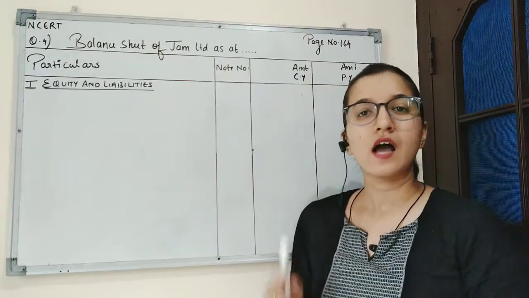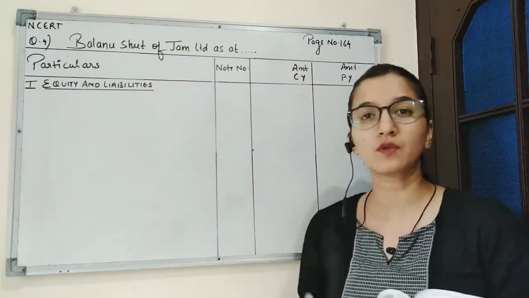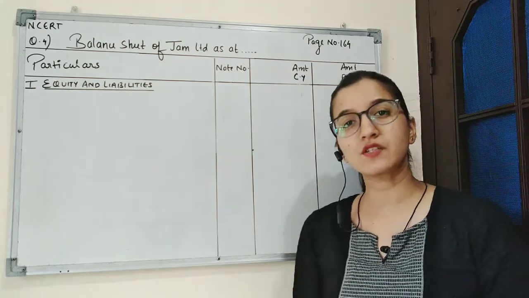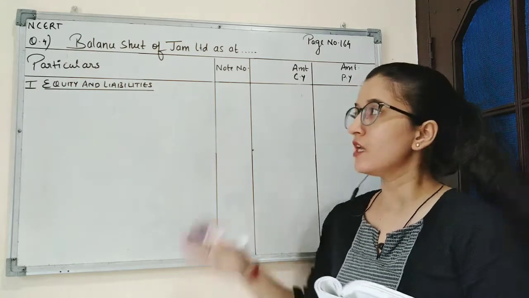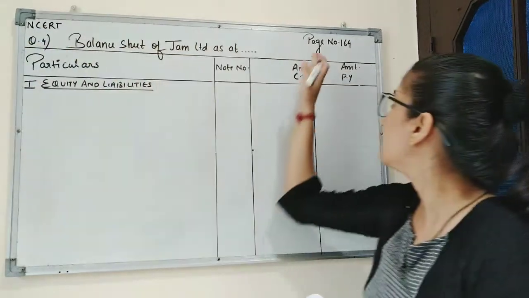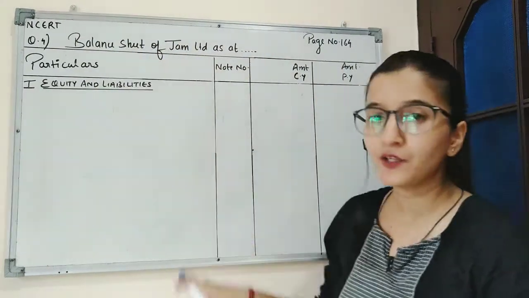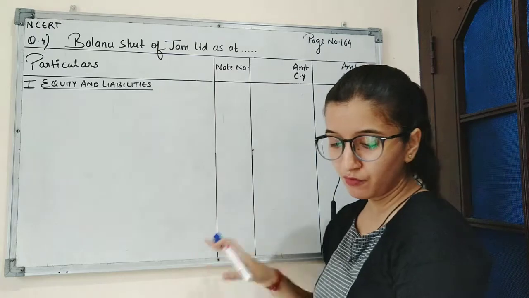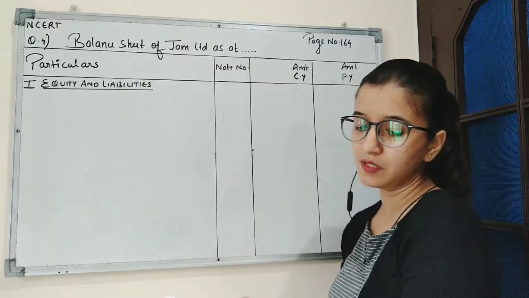Hello everyone. As in the previous session, we have discussed chapter number 4 of Accountancy Part 2, which is Financial Statement of a Company, and we have solved one question based on balance sheet. So now in this session, we'll be solving question number 4 of NCERT, page number 164. So here is the format of balance sheet. Question number 4 says, from the following information, prepare the balance sheet of JAM Limited.